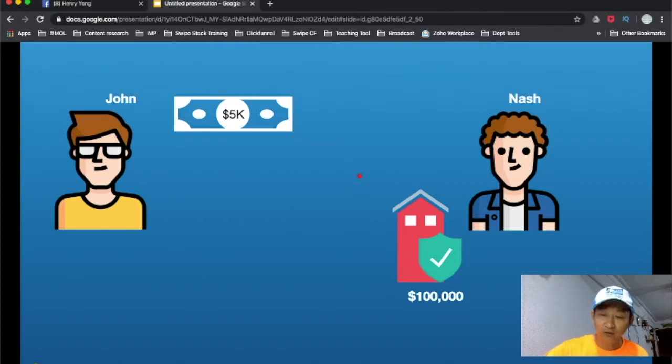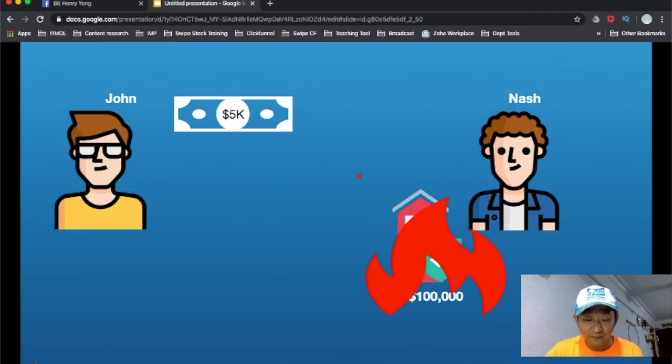So let's go into the case study. The first case is that, for the first year, nothing happened to the house, no damage. So Nash will pay the 5,000, right? John will keep this 5,000 because nothing happened in the first year. So Nash did not make any claim.